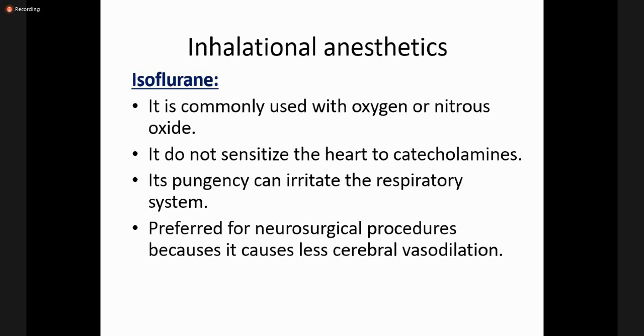Isoflurane is commonly used with oxygen or nitrous oxide. It does not sensitize the heart to catecholamines. Its pungency is the drawback of this isoflurane. Its pungency can irritate the respiratory system, right? So that means if a patient, especially one having a history of asthma, it is better not to use isoflurane. But what is the important use of this isoflurane? It is preferred for neurosurgical procedures because it causes less cerebral vasodilatation. So this is one of the important points related to isoflurane.